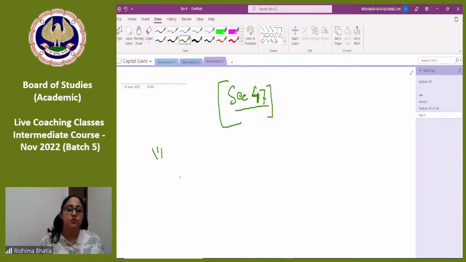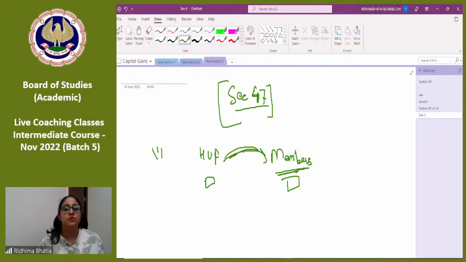when a partition of HUF happens. Partition of HUF happens and capital assets are distributed to the members. So any distribution, HUF का capital asset था, now it will become the capital asset of the member. Ownership has changed. HUF से now the ownership has been changed to members. Still, this transfer would not be taxable in the hands of HUF because it's an exempt transfer.